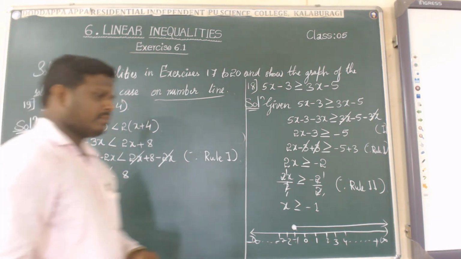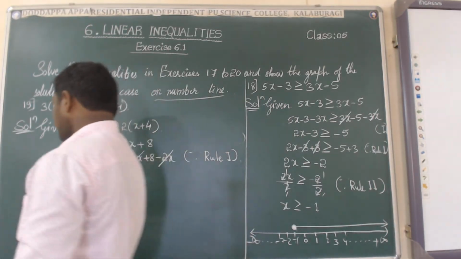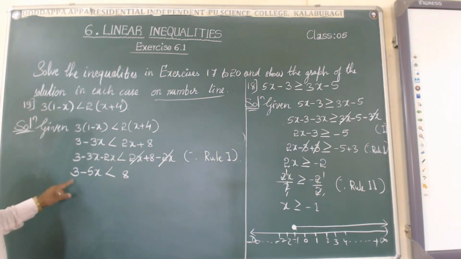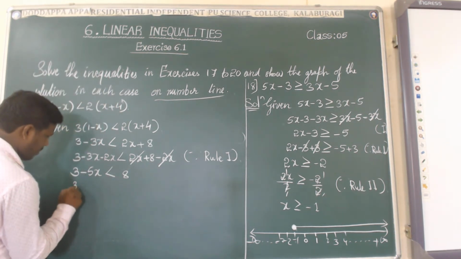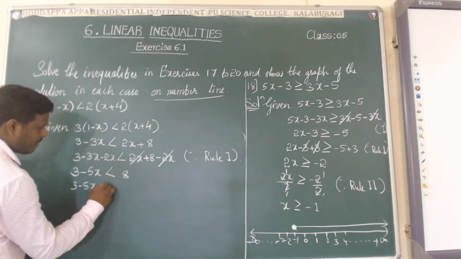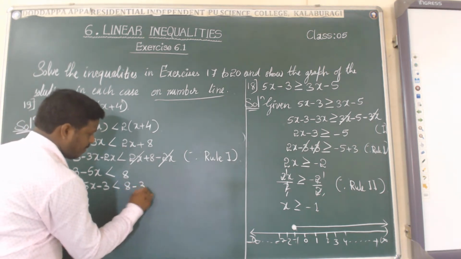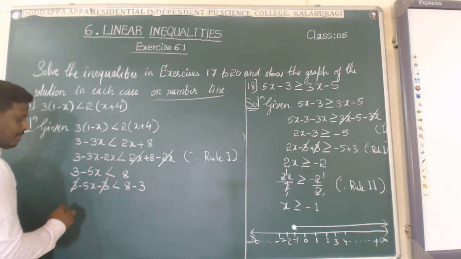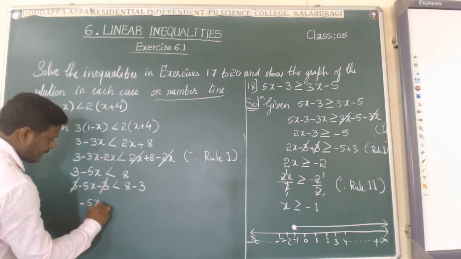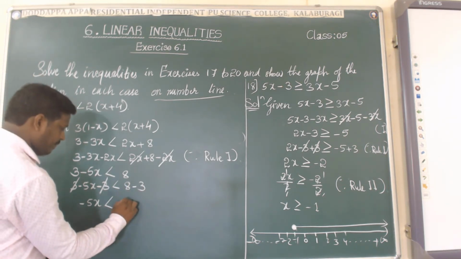Yes, the next one. I want to remove this positive 3 from the LHS. So I am going to subtract both sides by 3. 3 minus 5x minus 3 less than 8 minus 3. Getting it? Okay. Simplify this one. Plus 3 minus 3 becomes 0. So left here is minus 5x is less than 5. Simplify: 8 minus 5.